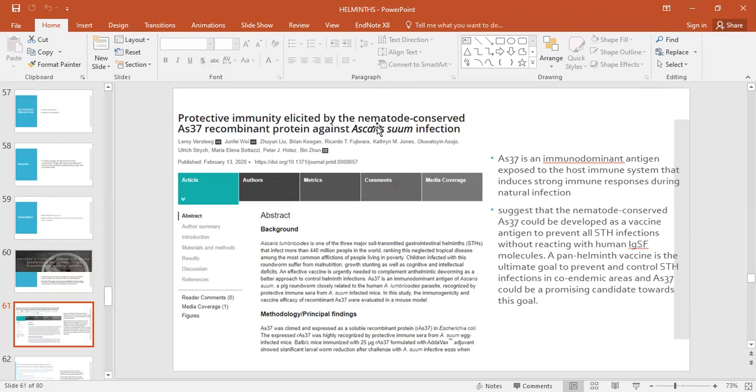all soil-transmitted helminth infections without reacting with human immunoglobulin molecules. A pan-helminthic vaccine is the ultimate goal to prevent and control STH infections in co-endemic areas, and Ascaris 37 would be a promising candidate towards this goal.